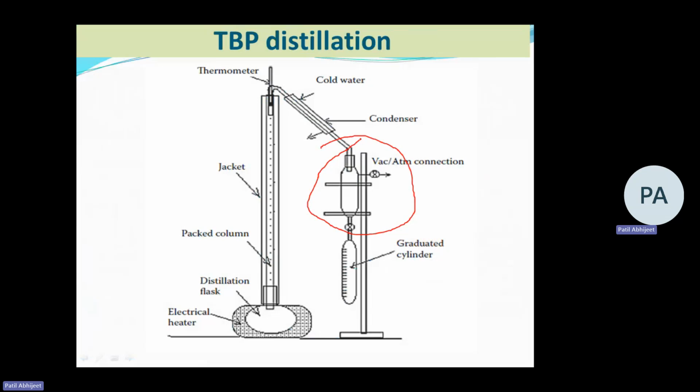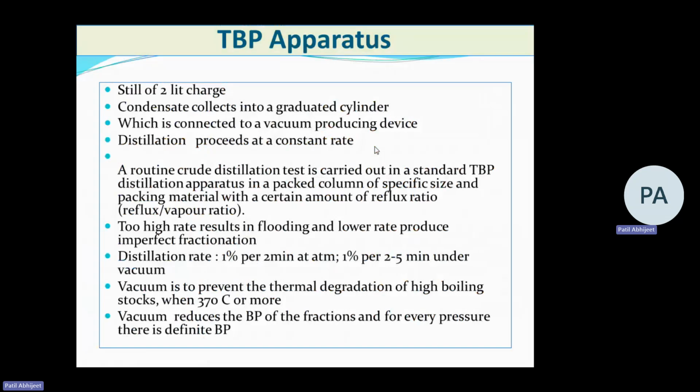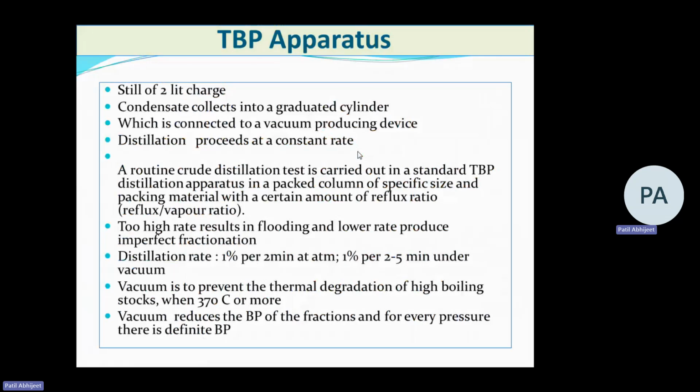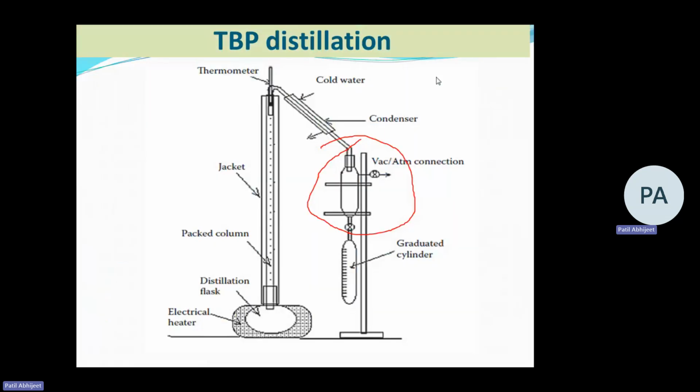This true boiling point apparatus is not a simple distillation, but like a batch distillation. In batch distillation, we can increase the number of stages available. This still has a volume capacity of 2 liters, and it is connected to vacuum producing devices. So it is called either a vacuum distillation or an atmospheric distillation.